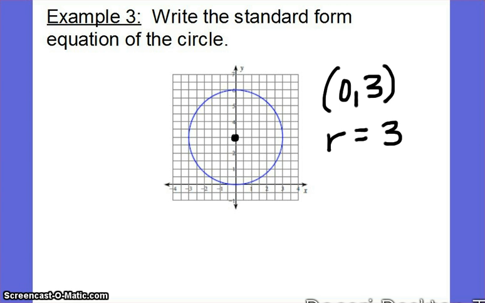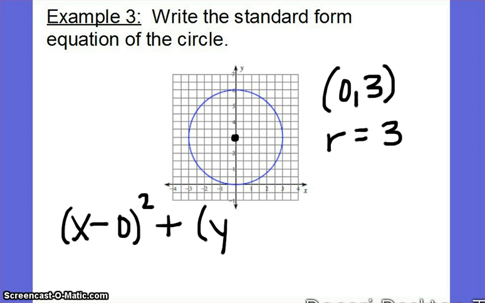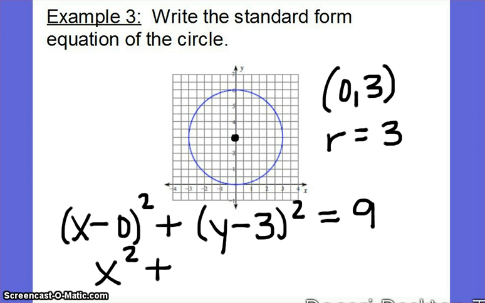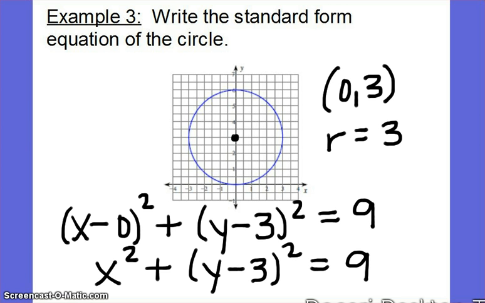So then my standard form equation, (x - h) squared plus (y - k) squared equals r squared, so that will be 9. But this equation can be simplified some because x minus 0 is simply just x. So x squared plus (y - 3) squared equals 9. So once I find the center and once I find the radius, writing a standard form equation is not so bad.